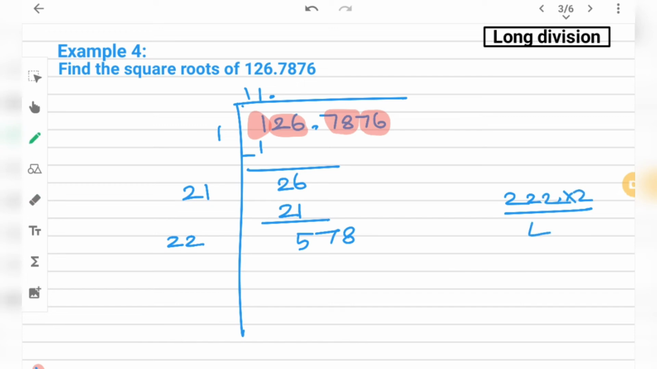So you will get 444. So here 2 and here also 2. You will get 444. Now you subtract this 578 with 444. You will get what? 431. And now you can bring this 76 down.